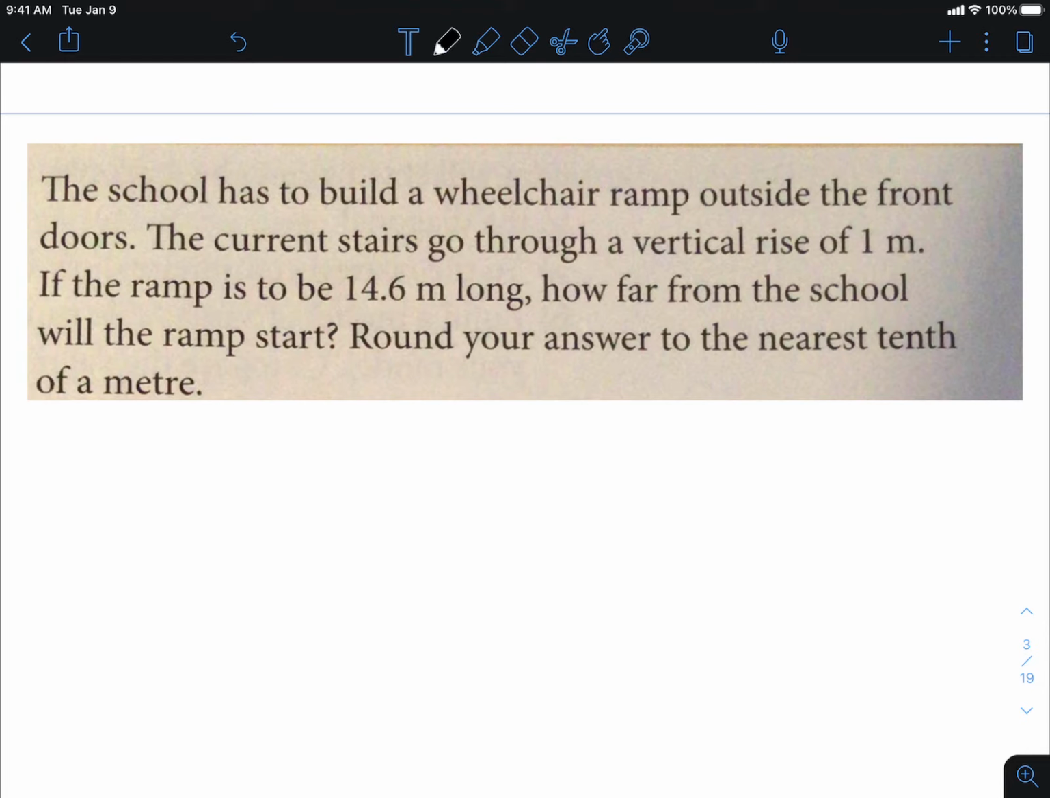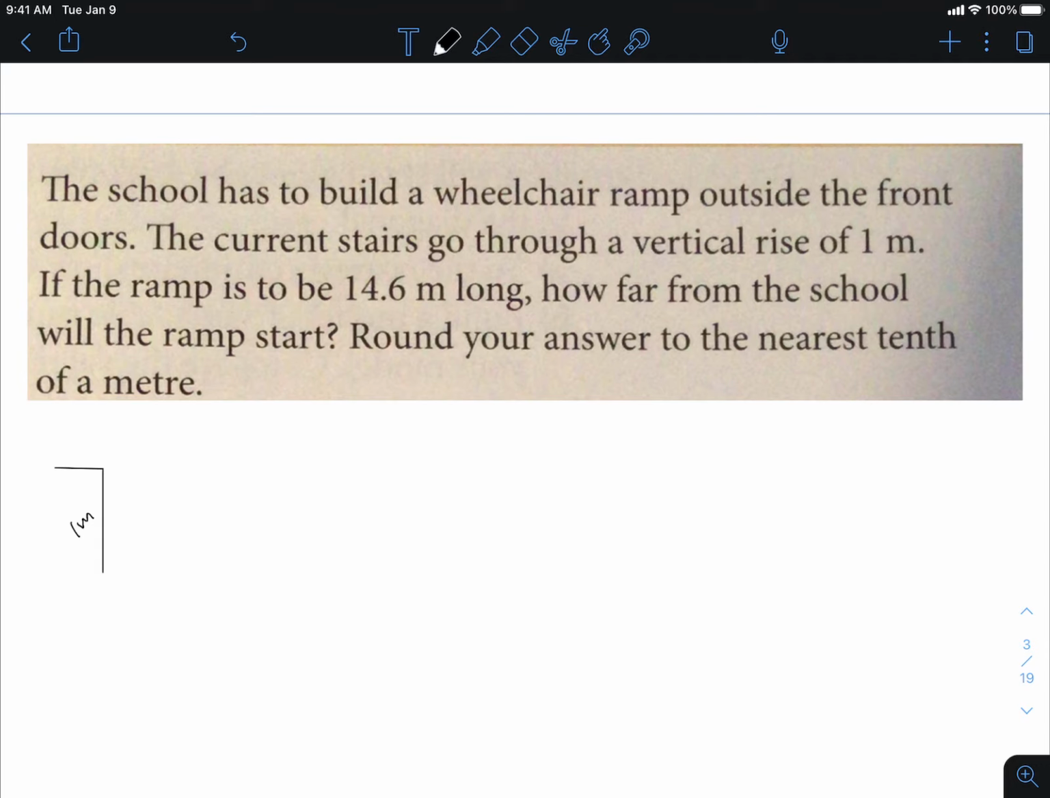School has to build a wheelchair ramp outside the front of the school. That doesn't tell us anything, right? So aside from the fact that we're trying to build it as a school, why don't we just say, here's our school here. This is kind of the top, right? And then we're saying, well, this is a rise of 1 meter, top to bottom. All right, let's keep reading.